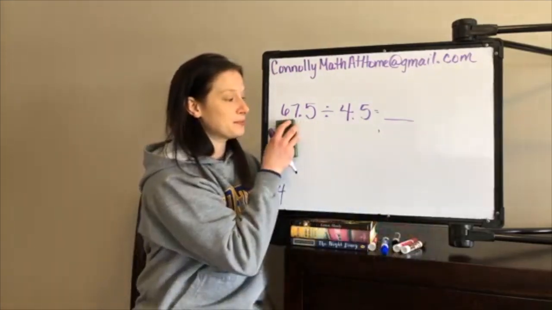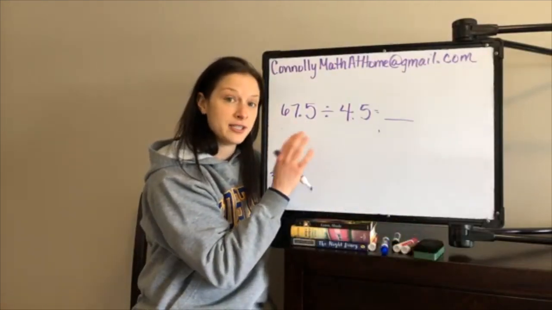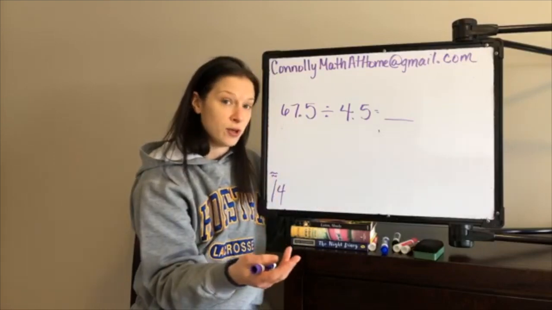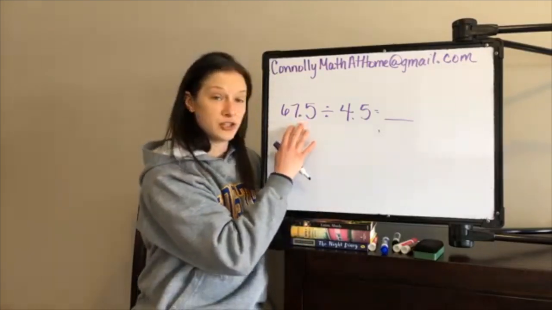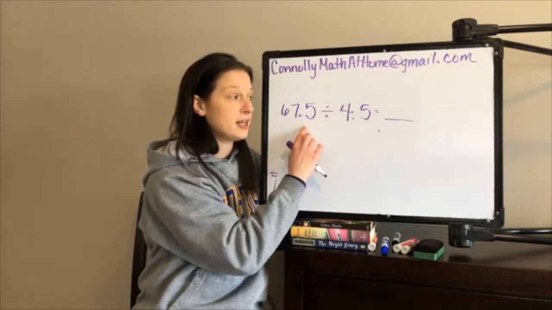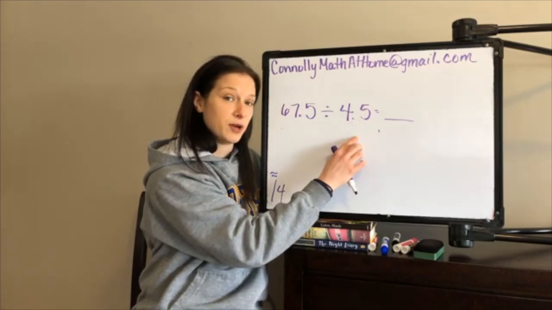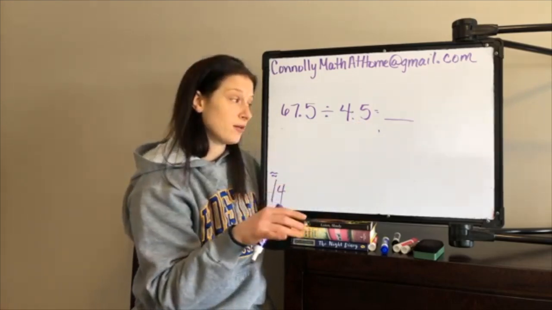So what we want to do here is think about using whole numbers to help us solve. I'm going to be thinking about 675, pretending the decimal point's not there while I'm calculating. And I'm going to be thinking about 45, again thinking about the decimal point not being there while I'm calculating.